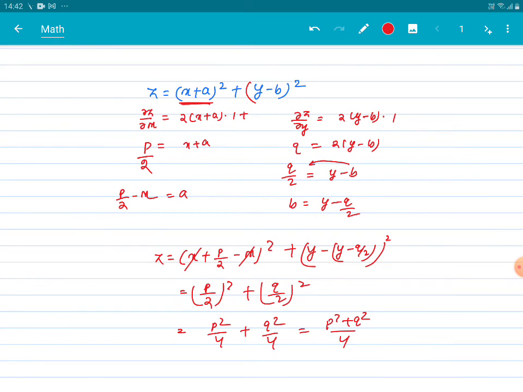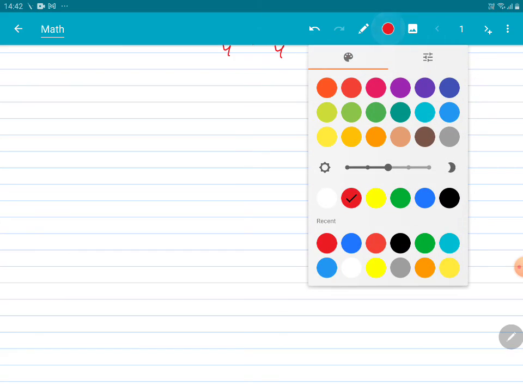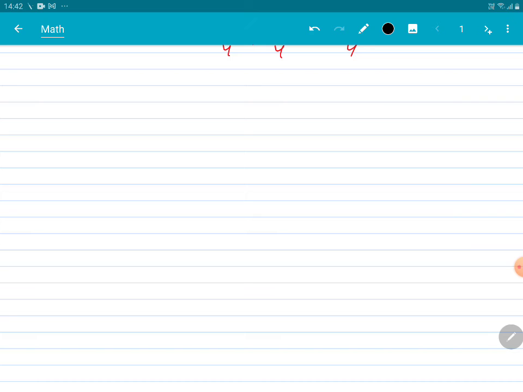Next. Suppose z is given in terms of a function, f of (x square minus y square). I have to eliminate this function. Always take the first derivative, del z by del x. What is del z by del x?